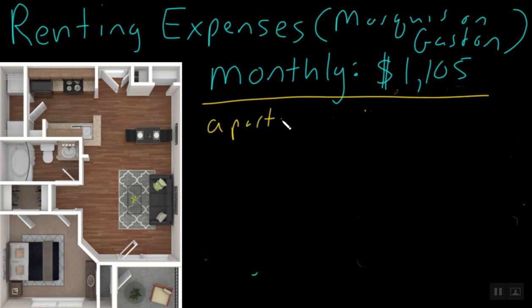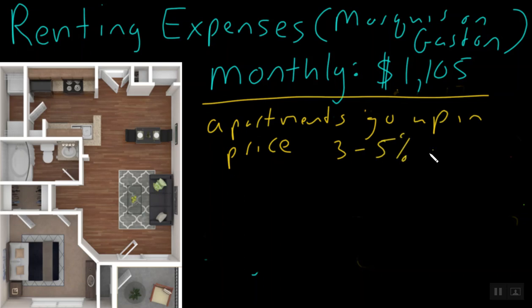Apartments go up in price 3 to 5% annually. So remember, we just said that we're going to pay on this apartment, maybe we stay here for 30 years. That's ludicrous. That probably wouldn't happen. But let's say we did. We were assuming that this monthly price was staying the same. But that's not true at all. So let's find out, what would this same apartment potentially cost 30 years from now?